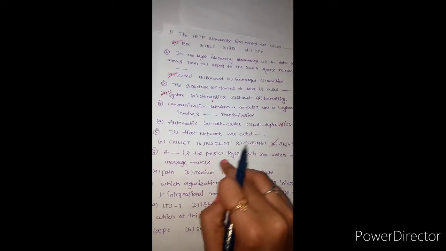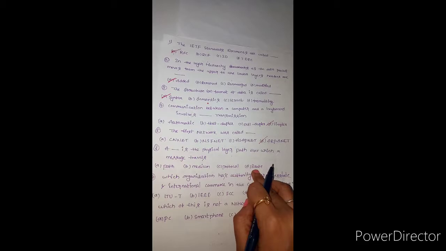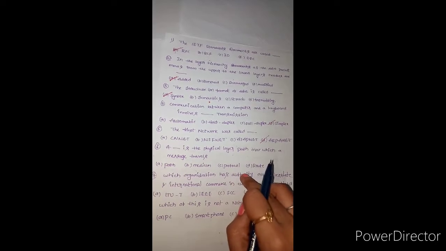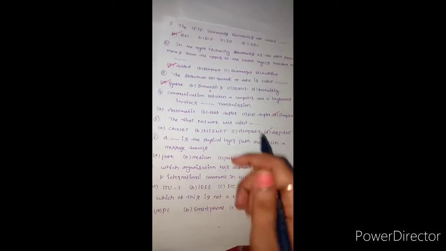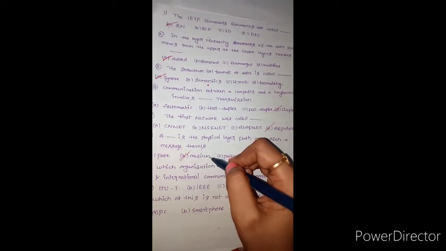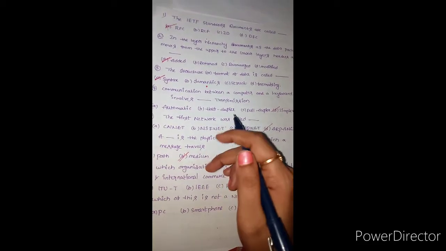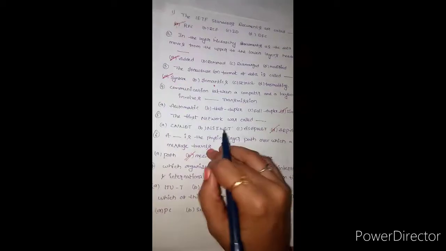Next one, a dash is a physical layer path over which a message travels. Options: option A path, option B medium, option C protocol, option D router. Message travels from sender to receiver via a physical path called medium, using a set of rules or methods called a protocol. Here the correct answer is a medium. The transmission medium is classified into two categories, the guided media and unguided media. So the answer is a medium.